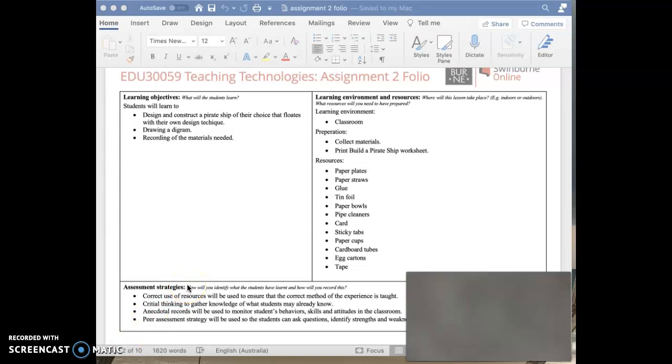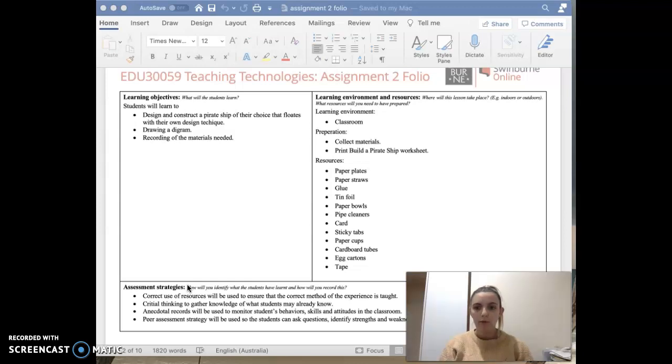The educator is to monitor students' behaviours, skills, and attitudes. The formative assessment strategy that is undertaken during this activity is to help students identify their strengths and weaknesses and targeted areas of needs, providing strategies to those students who need additional support with their creativity and engagement through individual and class discussions. Overall, a peer assessment strategy will be used so the students can identify the strengths and weaknesses of the activity and provide feedback.